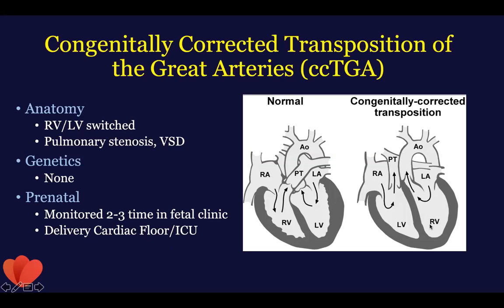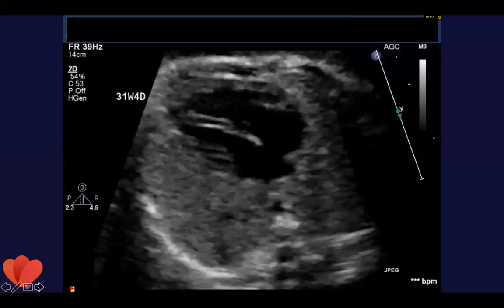And unfortunately, because of that, the right ventricle, that is usually not built to be the major pumping chamber of the heart, has to pump to the rest of the body and the aorta. And then the LV, which is created to pump against high pressure, only goes to the pulmonary arteries. Genetics, there's usually no specific genetic syndrome that goes along with this. Again, these patients are seen 2 to 3 times in clinic and can go to a cardiac floor or ICU post-delivery. So how do we identify these?